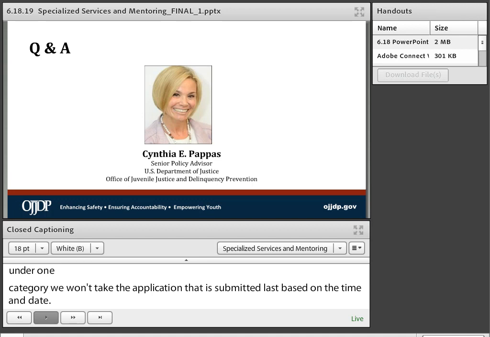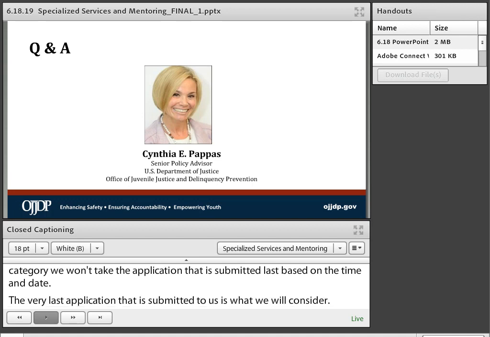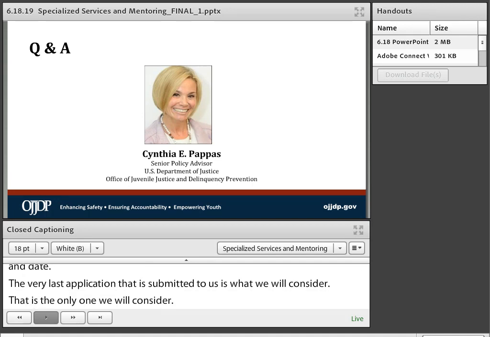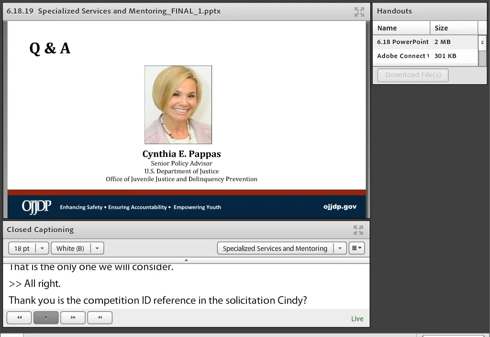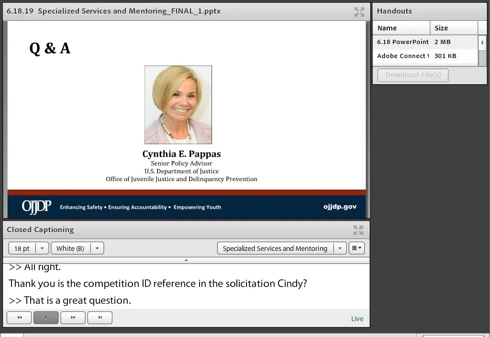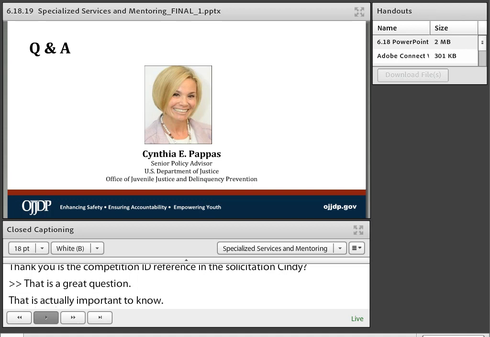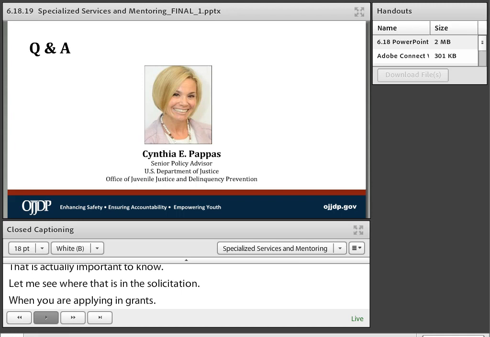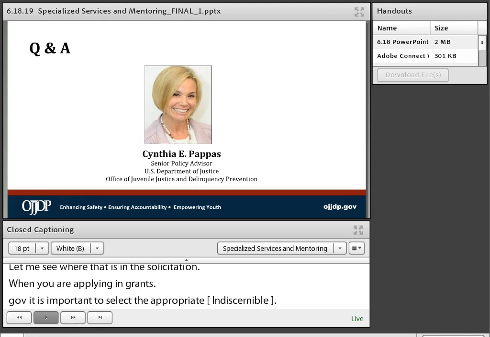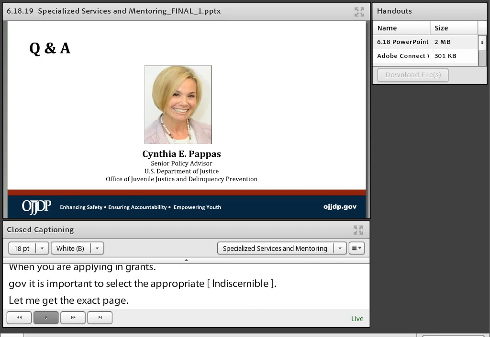All right, thank you. What is the competition ID reference in the solicitation, Cindy? That's a great question. That's actually important to know. So when you're applying in grants.gov, it's important to select the appropriate competition ID. Let me find that exact page. Okay, so that begins on page 25, going into 26.